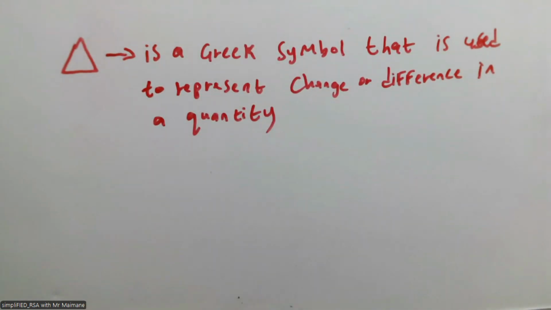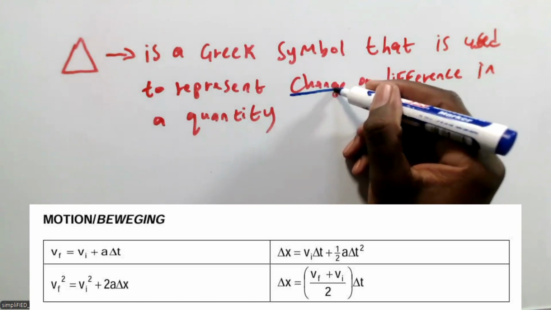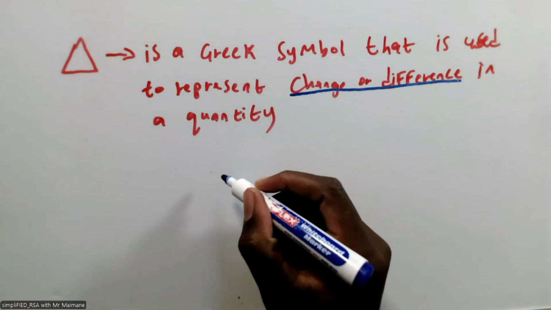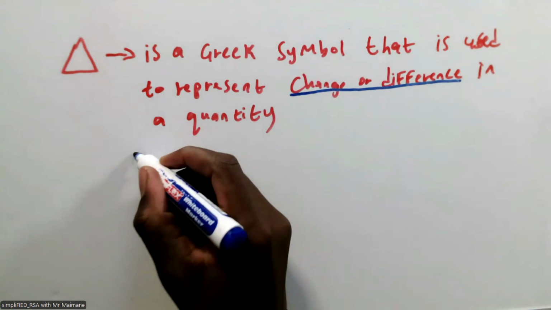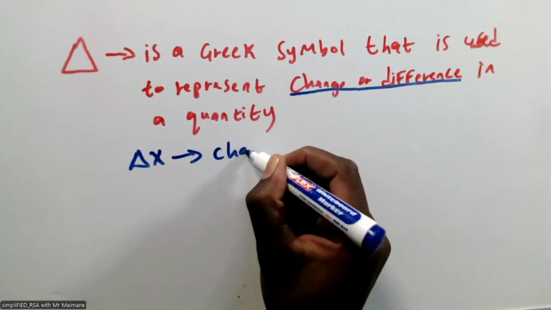So that triangle doesn't represent, unlike acceleration, velocity, time, and displacement, which is position. That triangle represents the change or the difference in quantity of something. It doesn't necessarily play the role of a given variable. Let me think of position. So when we say change in X, we are talking about change in position.